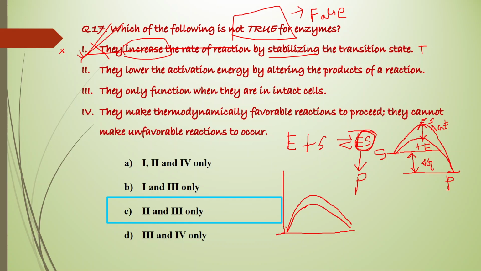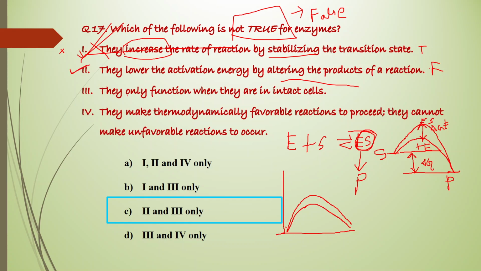It is the product P itself, but the activation energy for the reaction has been lowered. So the next statement, which is saying that the enzymes alter the products of a reaction, is actually a false statement. They do not alter the products of a reaction. So our second statement is false. Hence, in our question it was asked to identify the false one. So yes, 2 is a false statement.